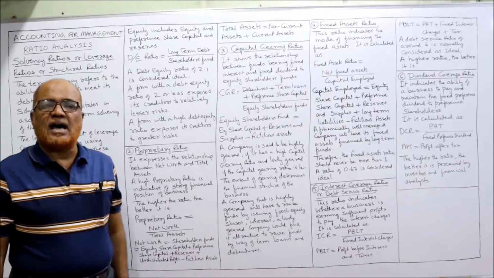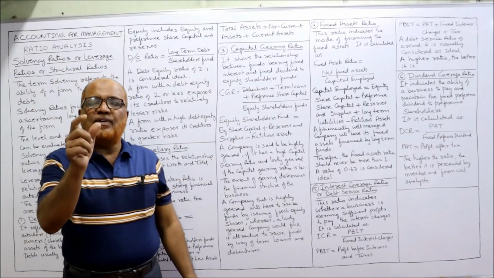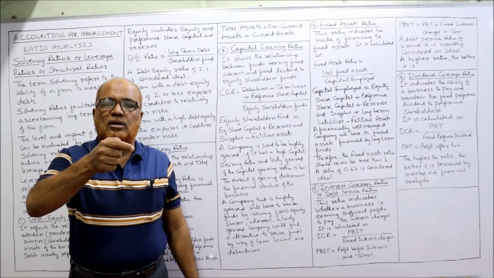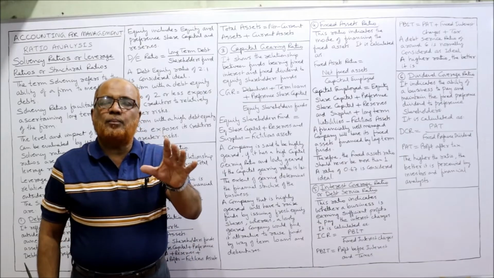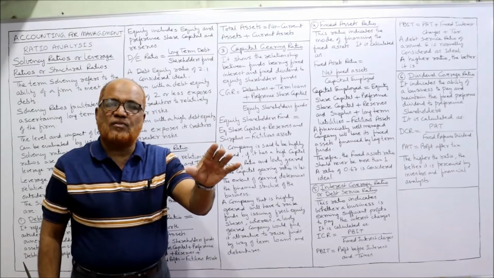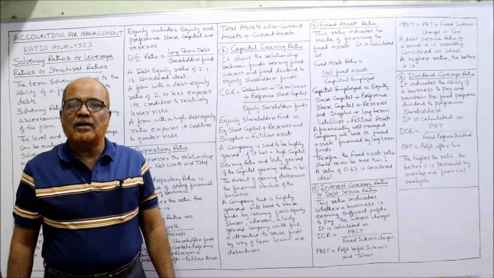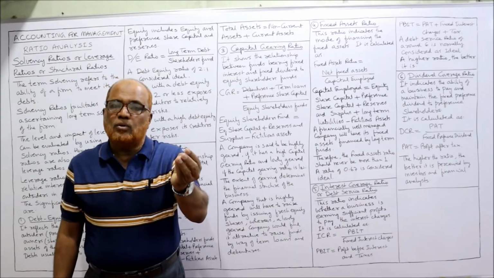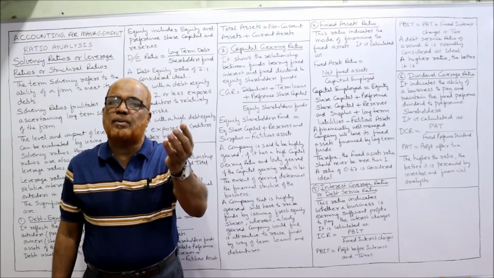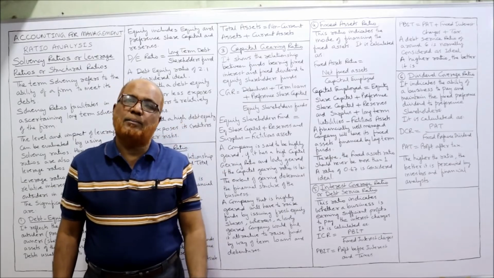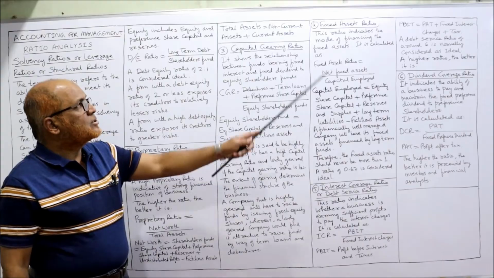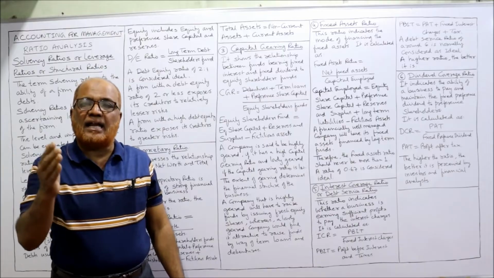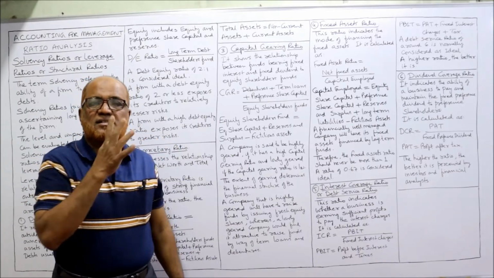The next ratio is fixed assets ratio. That means the fixed assets are financed from which source of funds? Two sources of funds are there, short-term funds and long-term funds. It is a prudent policy to invest in fixed assets from the long-term funds, not from the short-term funds. The long-term funds consist of equity share capital, preference share capital, reserves and surplus, or long-term debts like debentures or loans, etc. So this ratio indicates the mode of financing the fixed assets, from which source of funds fixed assets are purchased.